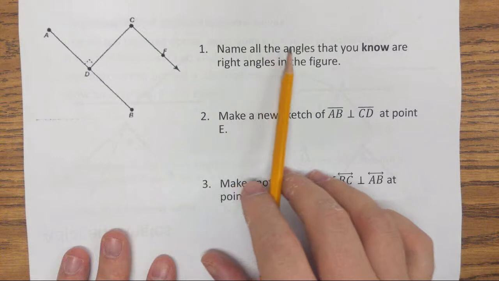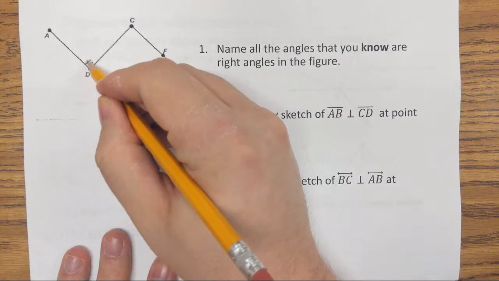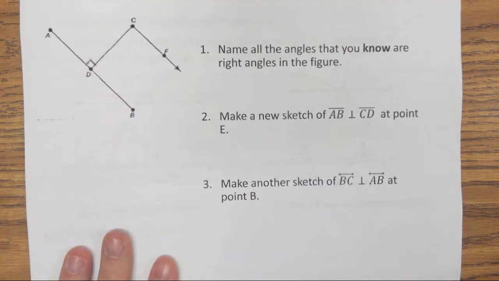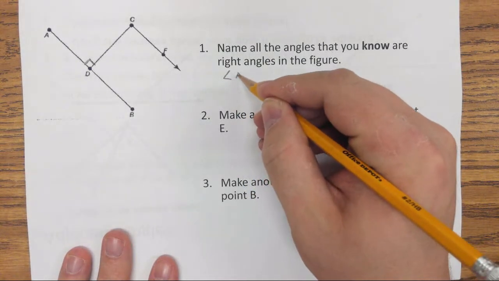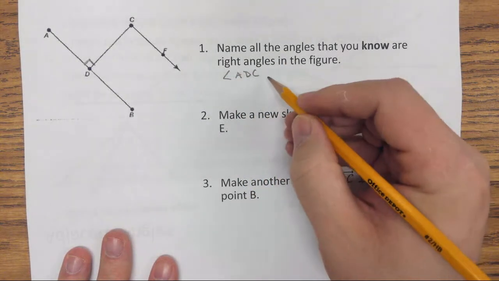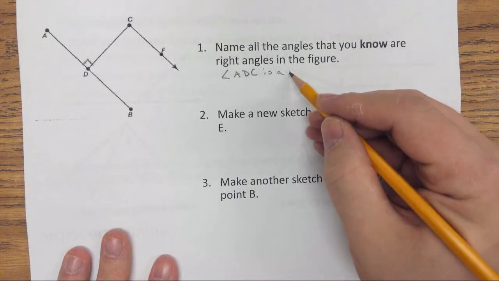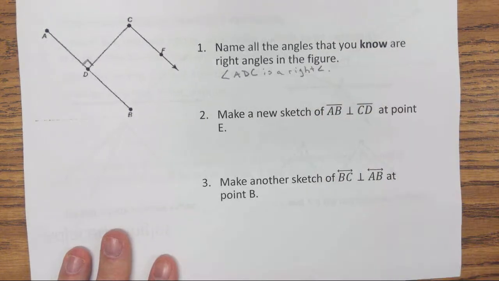So this says name all the angles that you know are right angles in the figure. Well, a lot of times in these pictures, they'll put a little box looking thing to designate that this is a 90-degree angle. So I know that angle ADC is a right angle. ADC is a right angle.